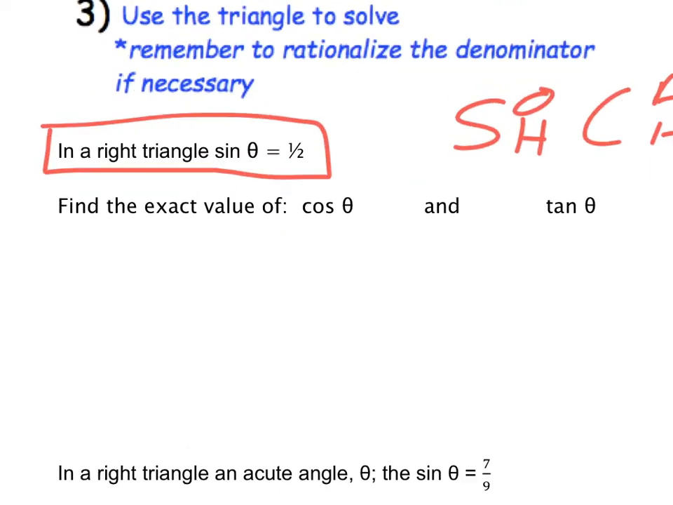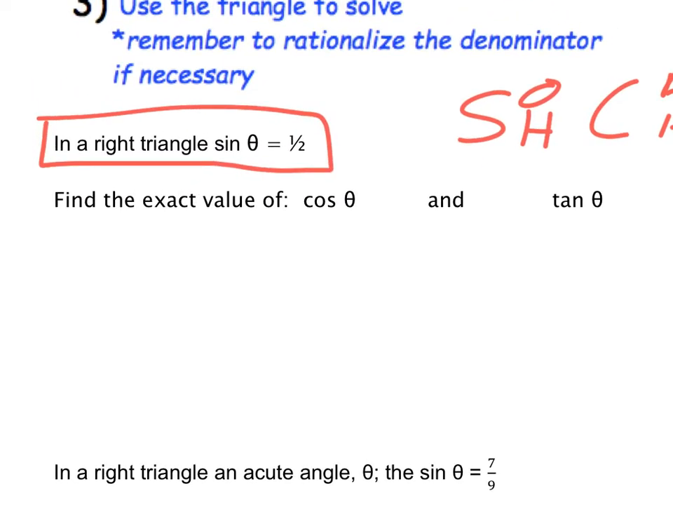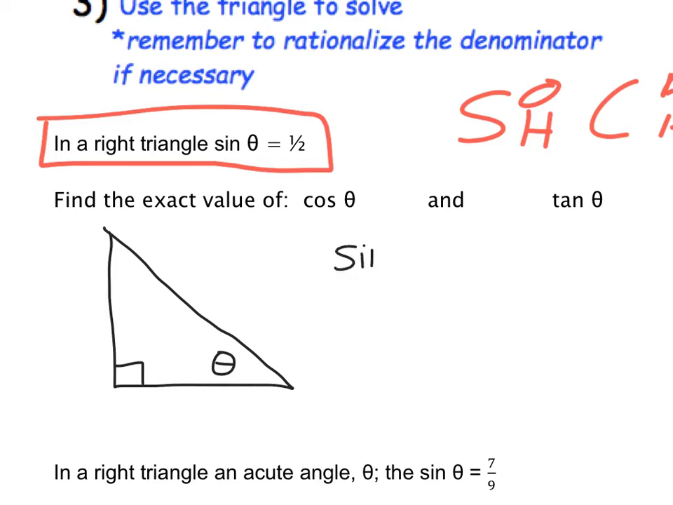It says find the exact value of cosine of theta and tangent of theta. I'm going to draw a right triangle. That's when you would all yell at me and say, Mister, you don't know how to draw. So I know that sine of theta is equal to 1 over 2, and sine of theta is opposite over hypotenuse. One thing I do when I do these questions is we actually label in our fraction our opposite and our hypotenuse.